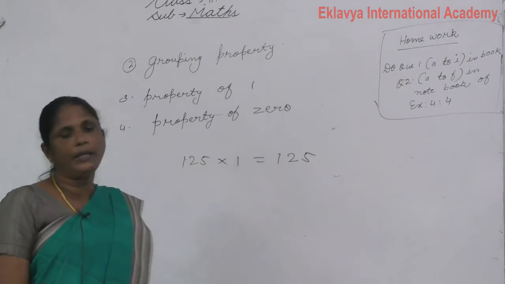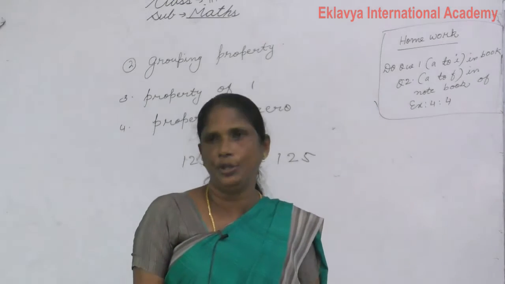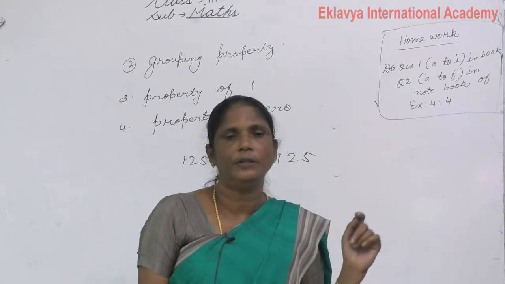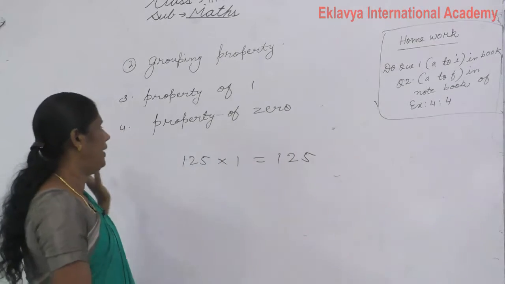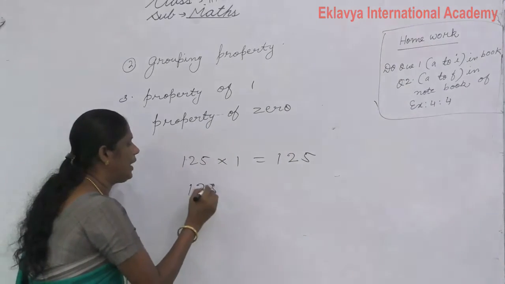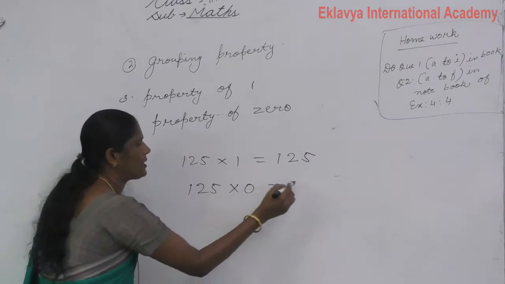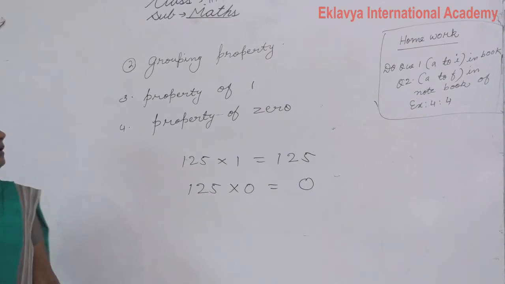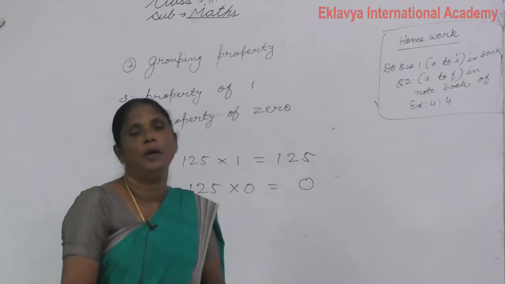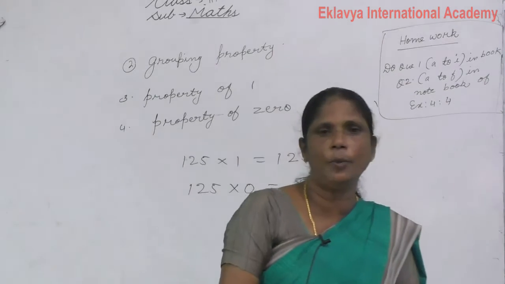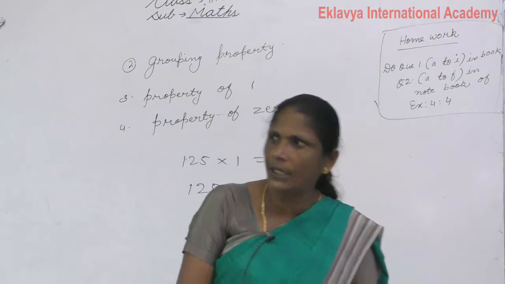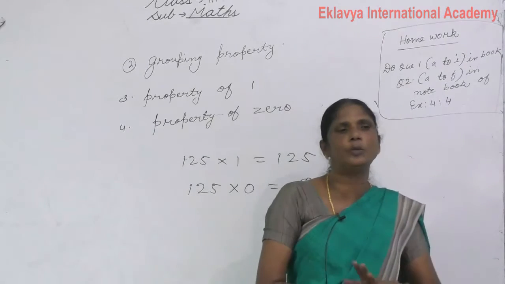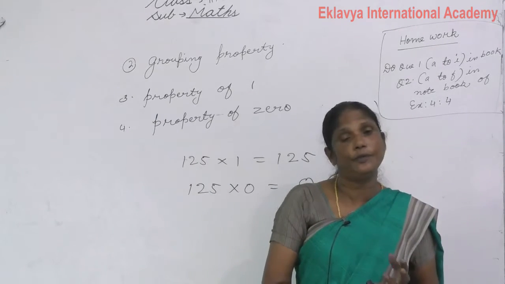Then the property of 0. When we multiply any number by 0, the result is 0. 125 multiply 0 is equal to 0. Understand the properties? First property, ordering property. Second property, grouping property. Third property, property of 1. Then fourth property, property of 0.